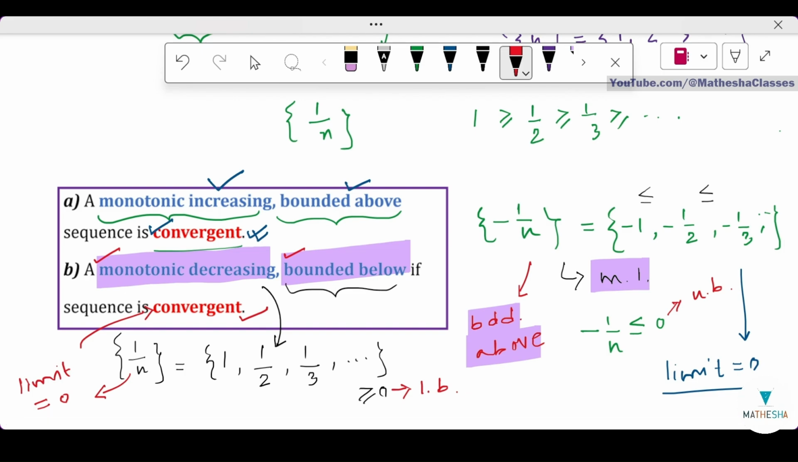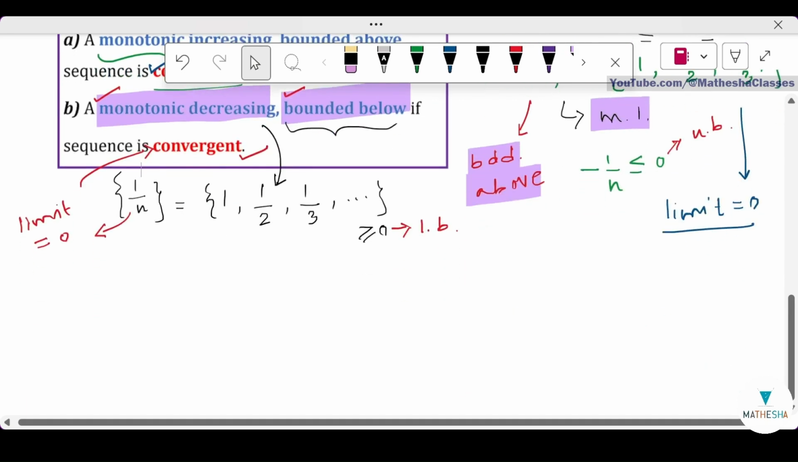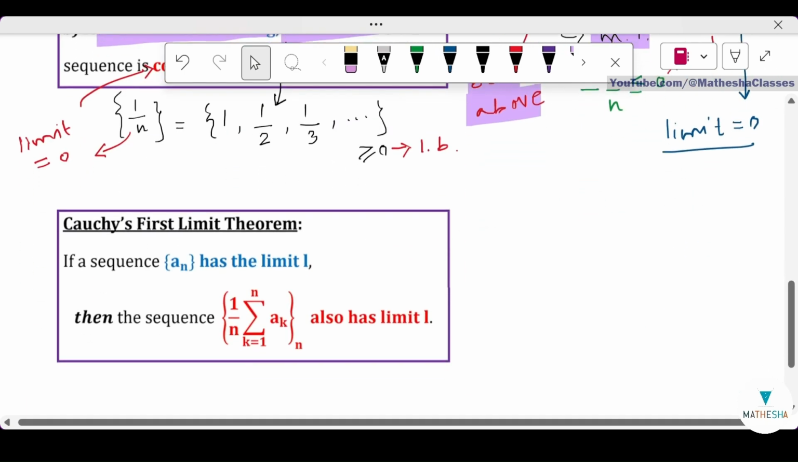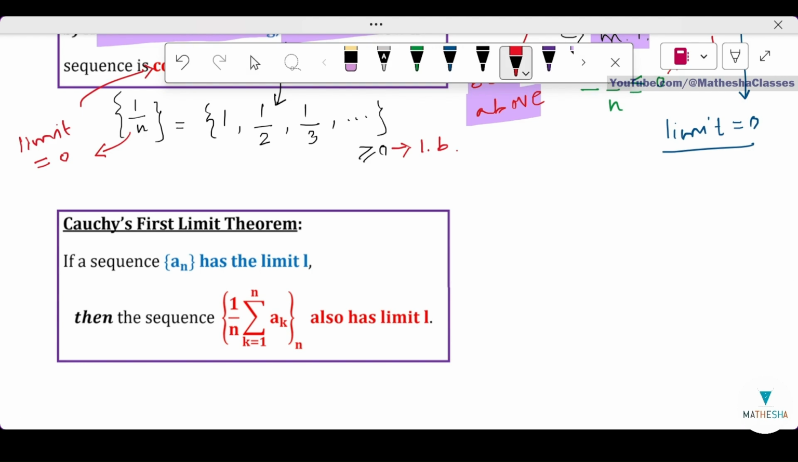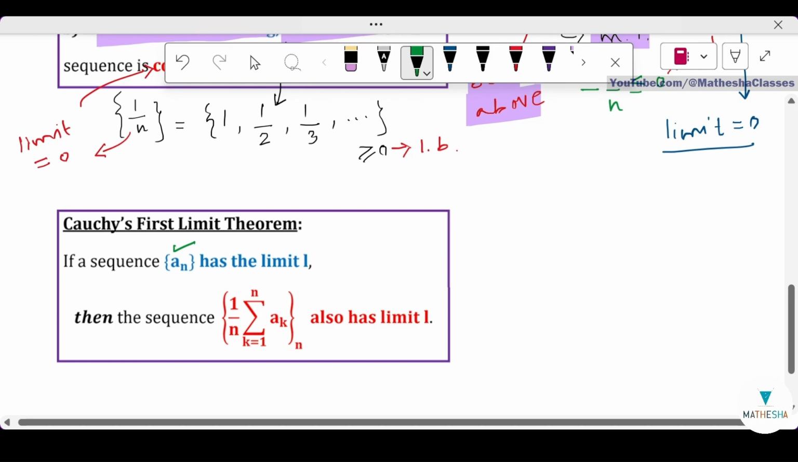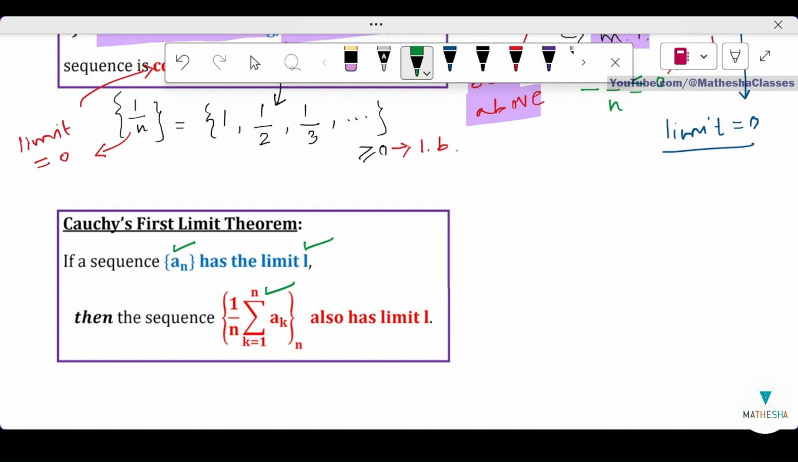Well, now let us come to our next result, and that is called Cauchy's first limit theorem. What does it say? It says if you have a sequence an having limit L, then the sequence of arithmetic means of the terms is also L. एक एग्जाम्पल से समझाते हैं.